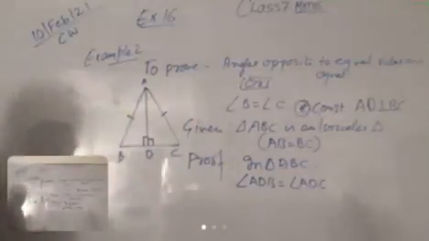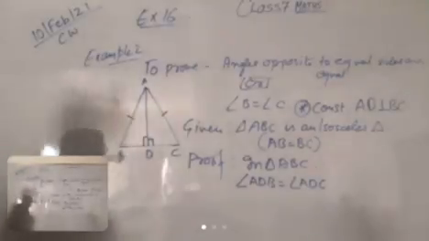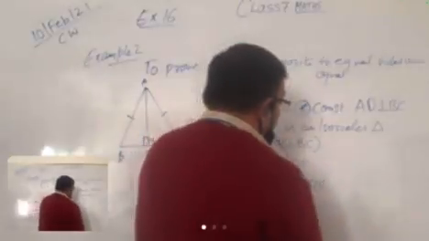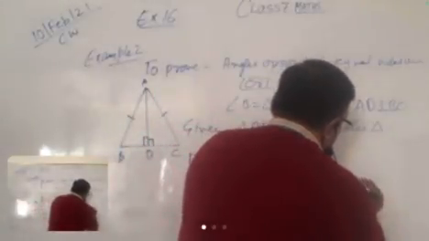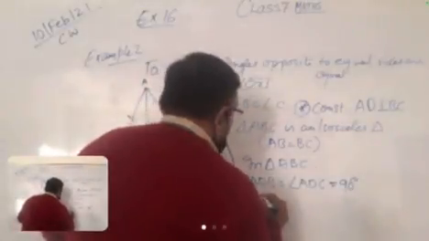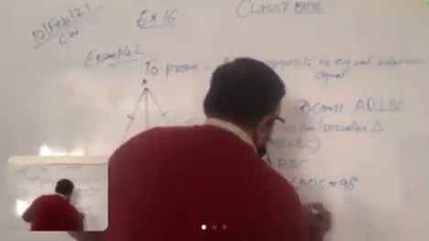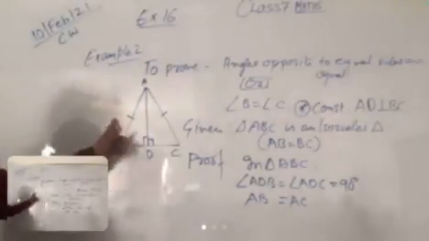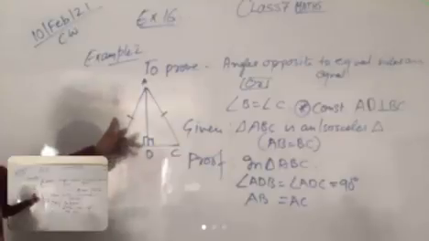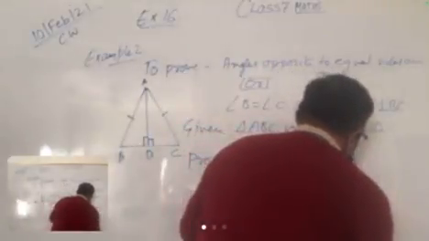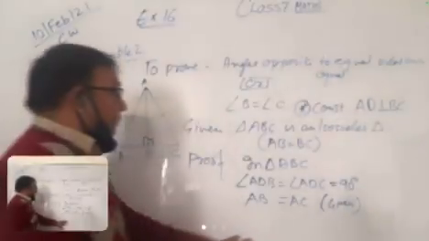See, if this is perpendicular to BC, then angle ADB and angle ADC are equal to 90 degrees. And here we know that AB is equal to AC. So the side opposite to 90 degrees is the hypotenuse. Yes or no? So AB is equal to AC. It is given here.